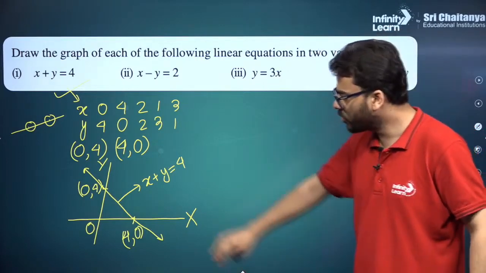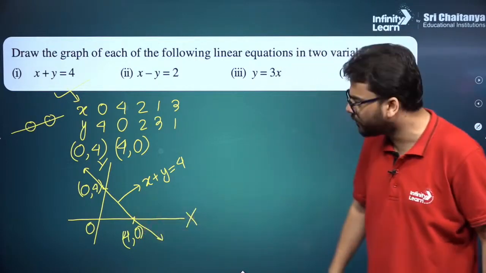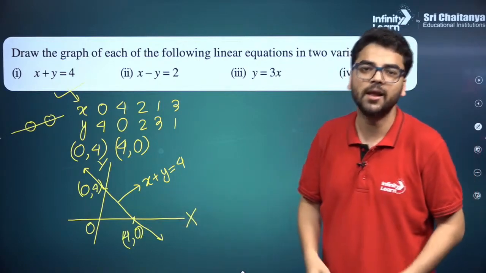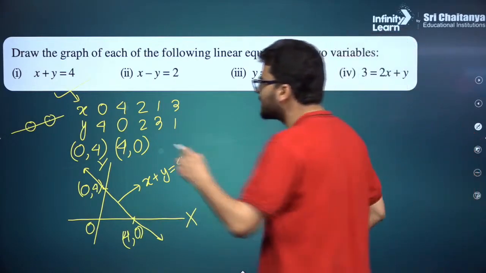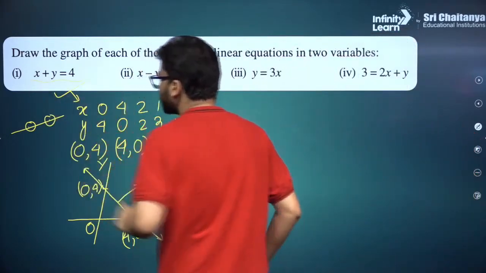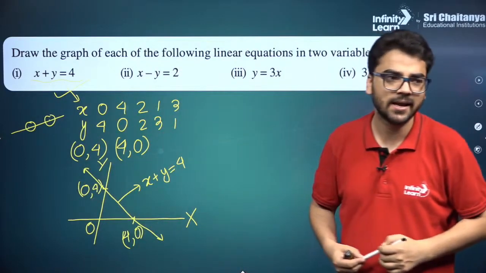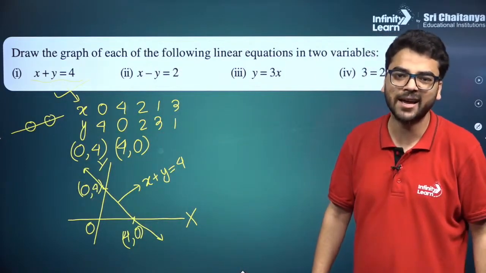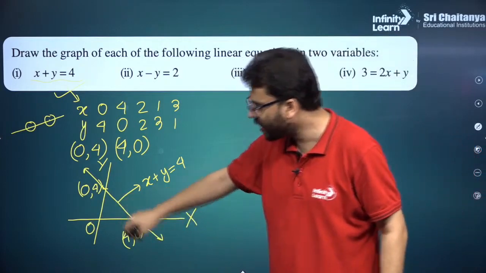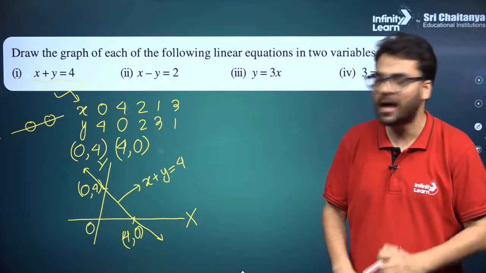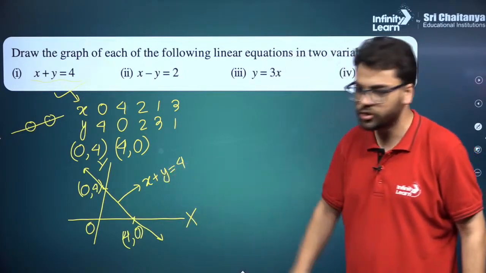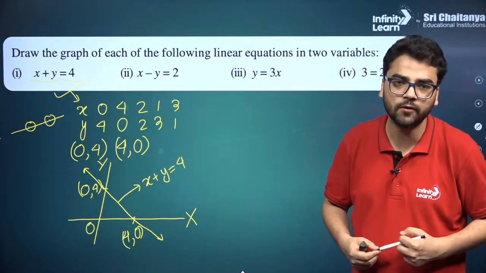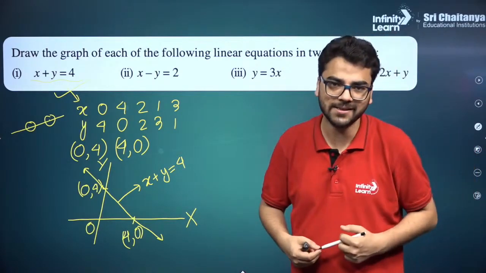Okay. So one more thing is asked many a times, can you find the area of the triangle formed by the graph of this linear equation in two variables and the coordinate axis? Many times this question is also asked, that you have to find the area of the triangle formed by the graph of this linear equation in two variables, that is x plus y is equal to 4, and the coordinate axis.